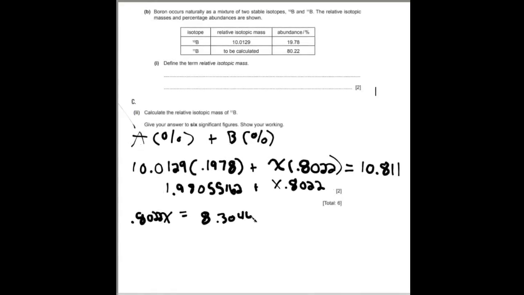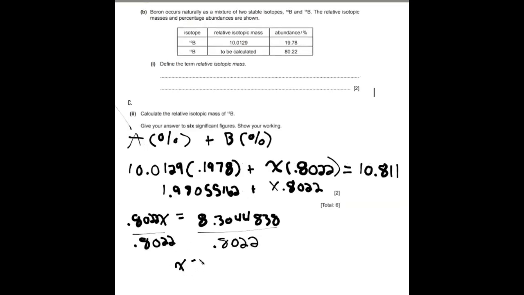When we do that, we're going to be left with 0.228 equals 0.3044838. We're going to divide both sides by 0.8022, which means that when we finally do that final little bit, we're going to have 11.00778. We're going to count 6 significant figures, 1, 2, 3, 4, 5, 6, which means that our x is going to equal 11.0078.